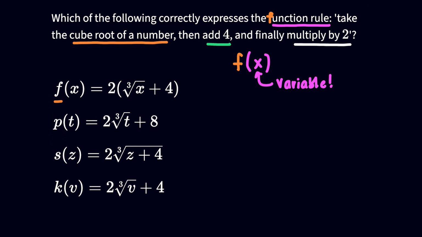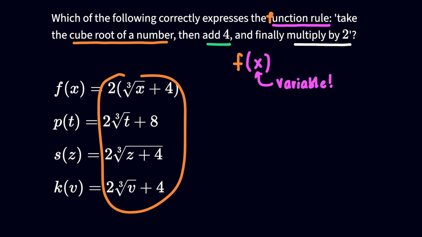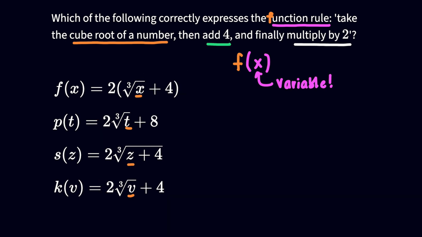We do have the F here, but we have a function or a rule P, S, and K that's bossing around the variable T, Z, and V. On the other side, it just tells us what that variable is doing. We just have to match it to what it says here. So let's get into it.